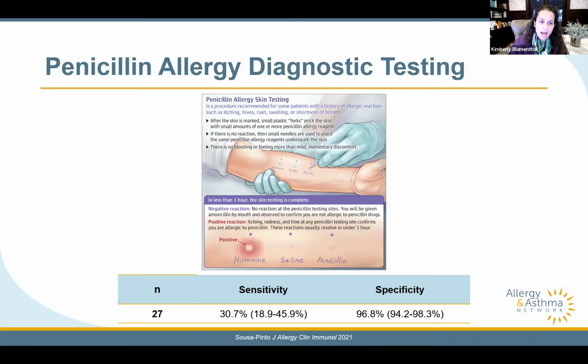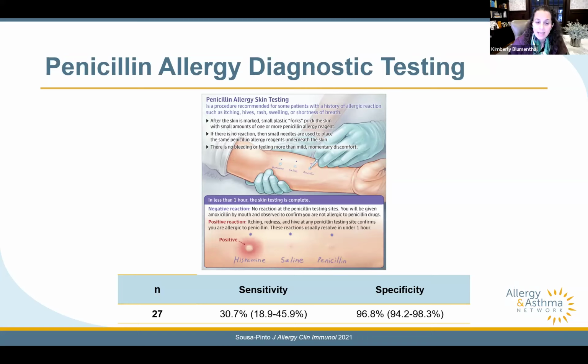This was an international diagnostic study meta-analysis of 27 different studies that's looking at the sensitivity and specificity of the penicillin skin test. And the sensitivity is just about 31%, as you can see here, but the range is quite long, from about 19% to about 46%. And the specificity is 96.8%, so about 97%, and the range from 94 to 98%.